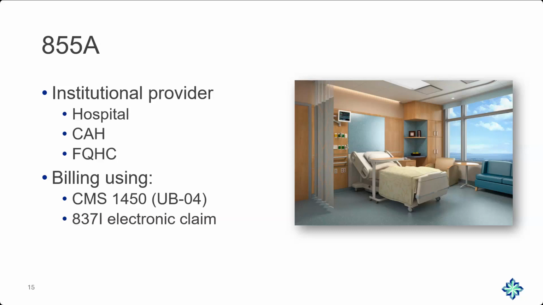So when you're determining which enrollment application, think about how you're going to bill. That's really going to steer you between an 855A and an 855B. Even though you are a facility or an organization, think about how you're going to bill.